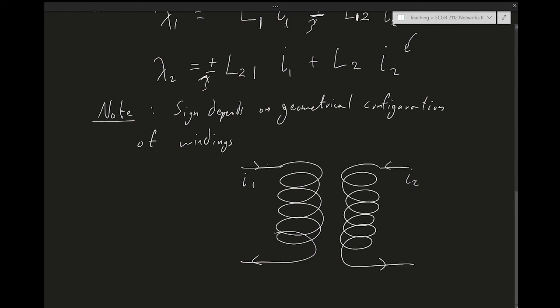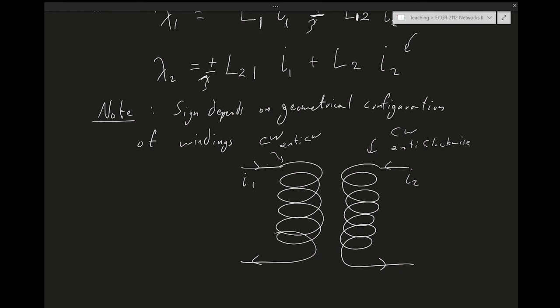Now there are many ways those two windings could be configured. They are close to each other, right? But there are many ways they could be configured. We could have configured this winding to be clockwise or anti-clockwise. This winding could be clockwise or anti-clockwise. So I could have a configuration where I have clockwise, clockwise; clockwise, anti-clockwise; anti-clockwise, anti-clockwise; or anti-clockwise, clockwise. So 4 different configurations.